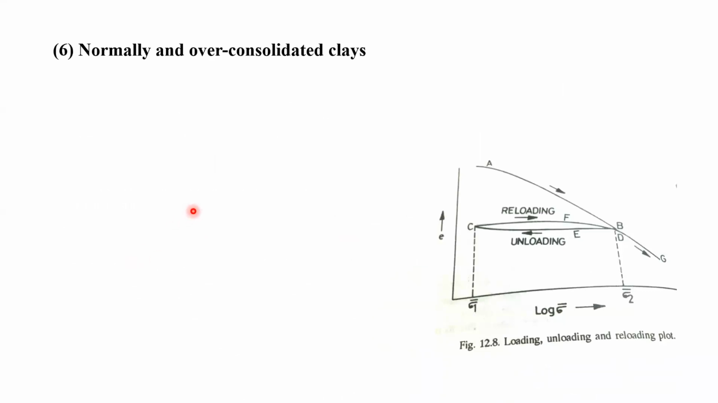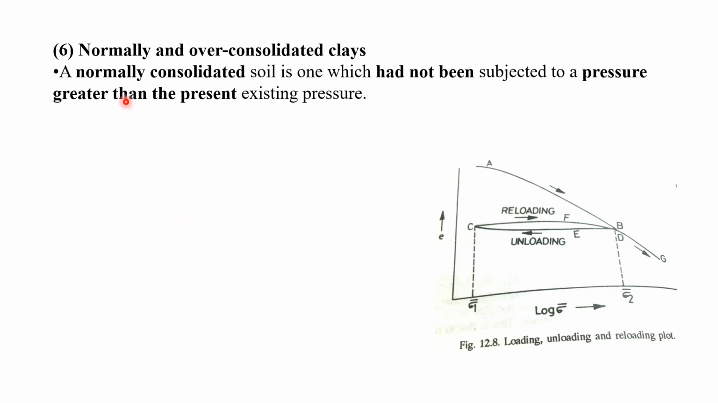Next, we can see normally and over consolidated clays. What does it mean? See, whenever we are going to construct any structure on the soil, we can define whether the soil is normally consolidated or over consolidated. A normally consolidated soil is one which has not been subjected to a pressure greater than the present existing pressure. Whatever the existing pressure is at the site, if a greater pressure has not been applied earlier, in that case that soil can be called normally consolidated clay.